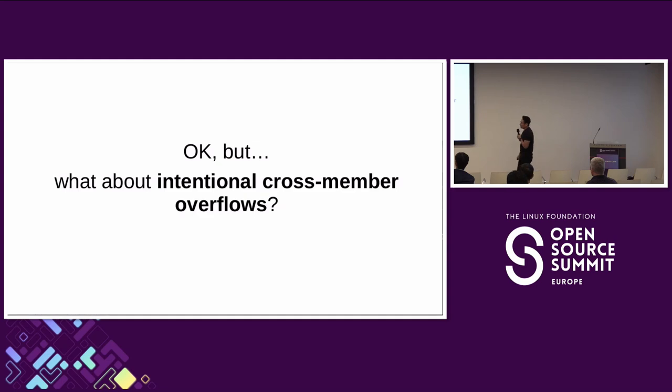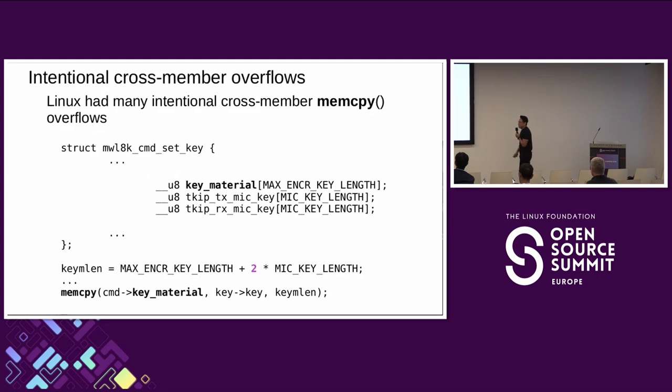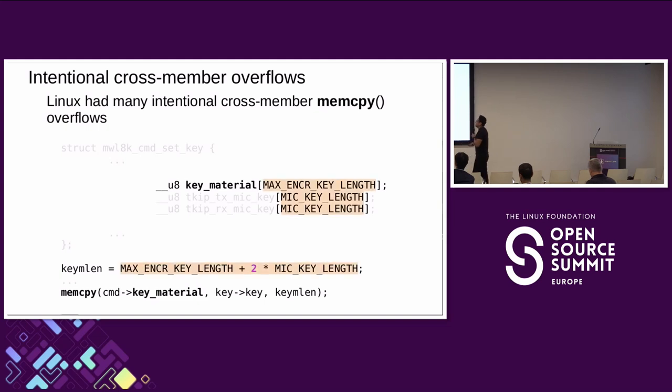Okay, but what about intentional cross-member overflows? In the kernel and in any C codebase, we are going to have the case where we have any number of members in a structure, and we want to write or read across multiple members, right? And that's totally fine. So this is an example, right? In this case, we are using memcpy to write data across three adjacent arrays, right?